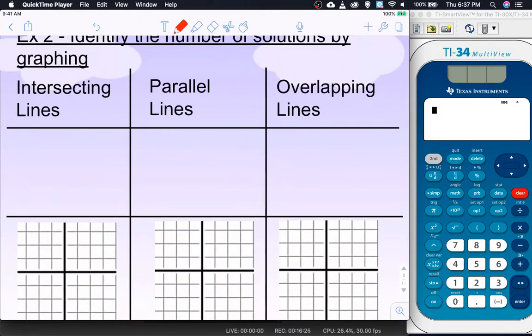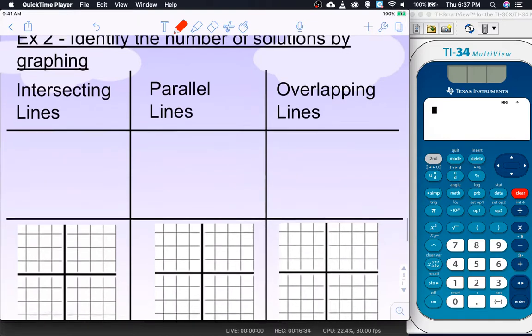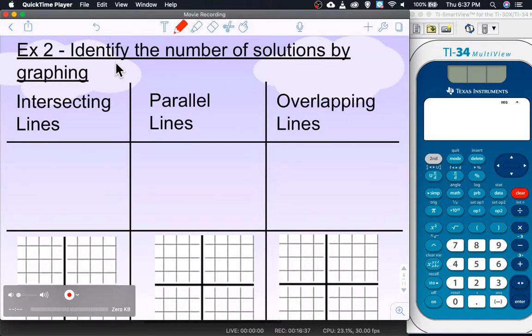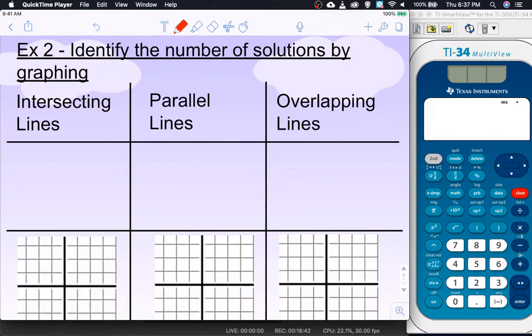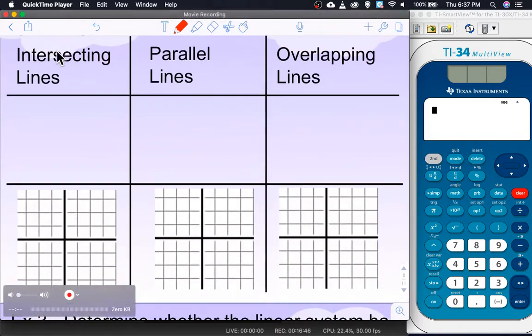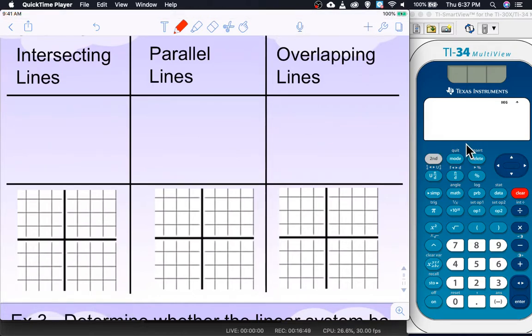So this page here is kind of a little table, a little graphic organizer, to help you get your thoughts in order on this lesson. So it says here, identify the number of solutions by graphing. So all we're interested in right now is just saying how many solutions are there? When we have two lines that are intersecting, down the bottom, just draw a picture of two lines crisscrossing each other. It doesn't have to be anything fancy. They can crisscross anywhere you want. So they're crisscrossing right there.